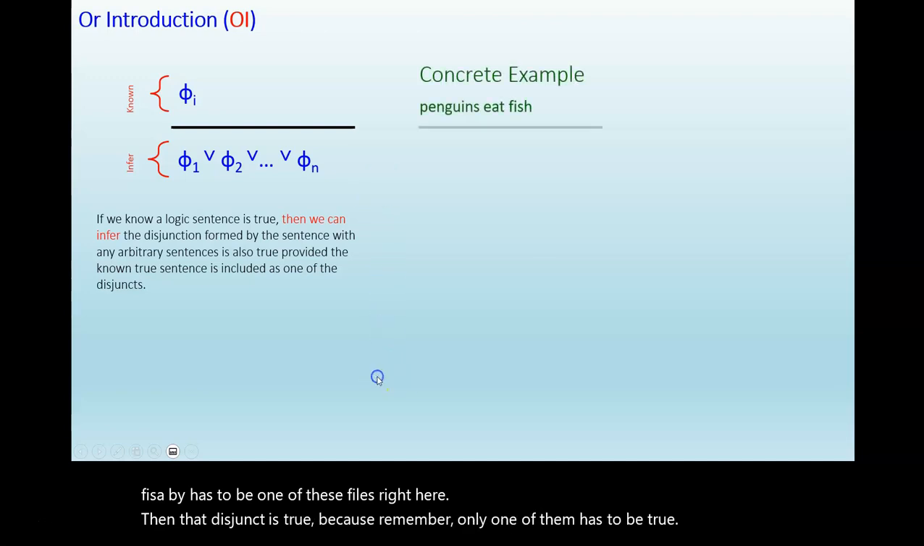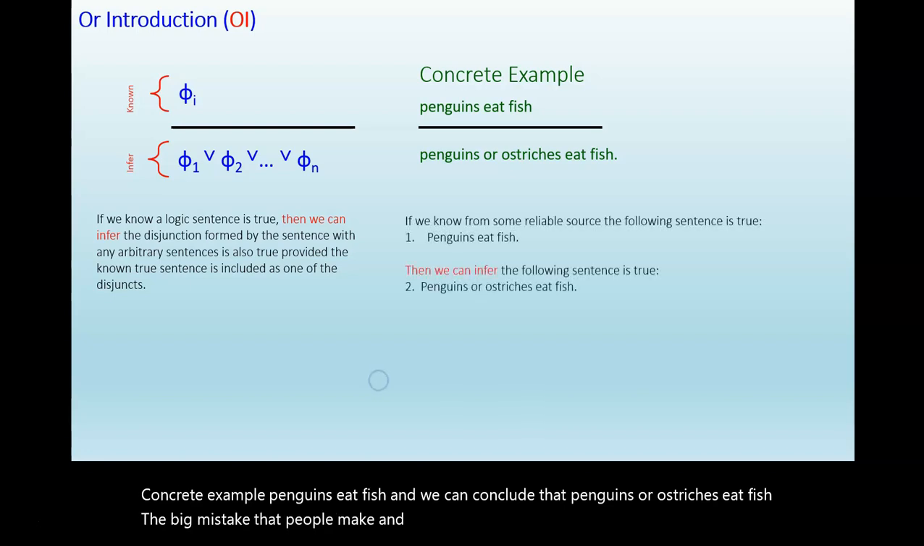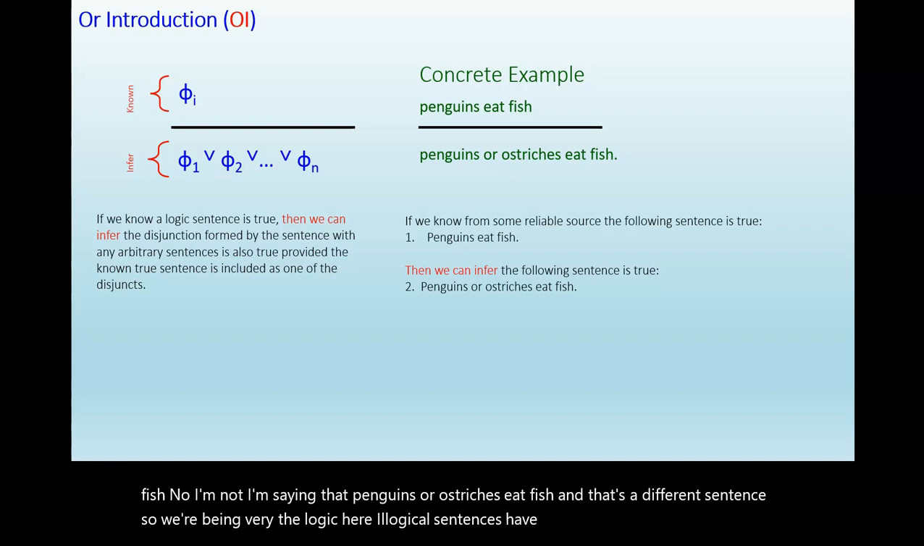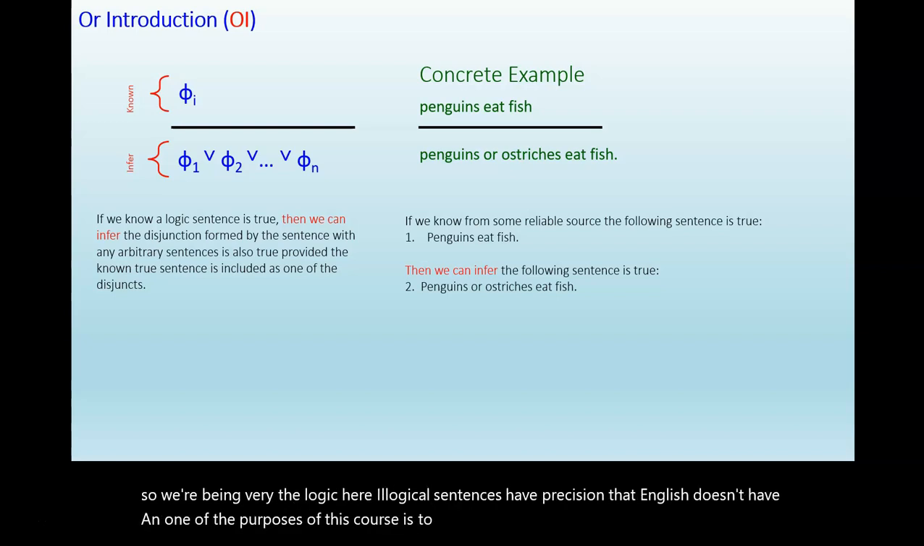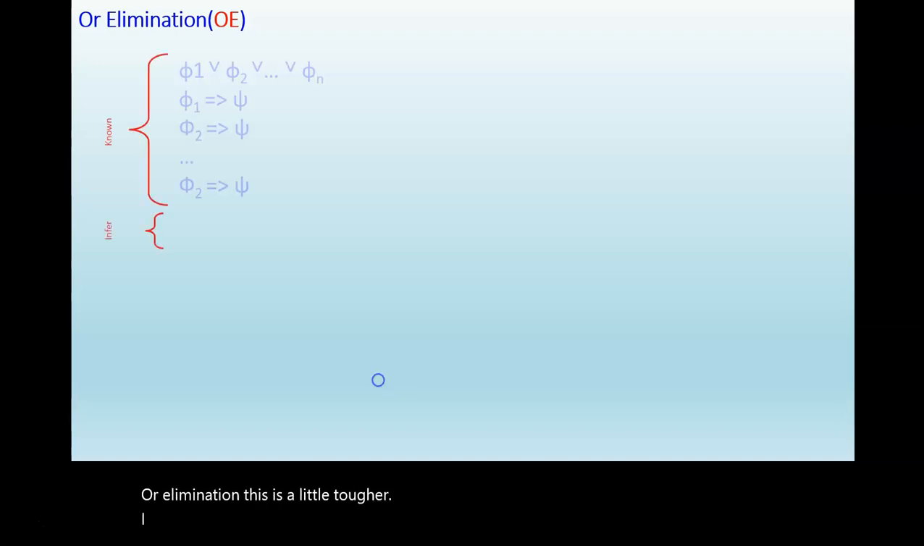Because remember, only one of them has to be true. Concrete example, penguins eat fish, and we can conclude that penguins or ostriches eat fish. The big mistake that students will make is, oh, are you saying ostriches eat fish? No, I'm not. I'm saying that penguins or ostriches eat fish. And that's a different sentence. So the logical sentences have a precision that English doesn't have. And one of the purposes of this course is to help students recognize that. Okay. Or elimination. This is a little tougher, I think. So let's take a look at it.